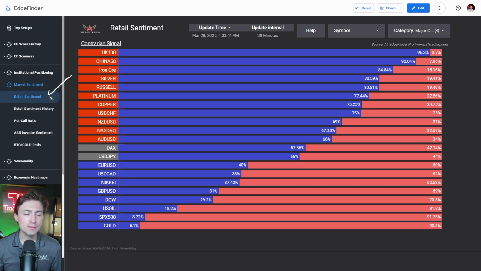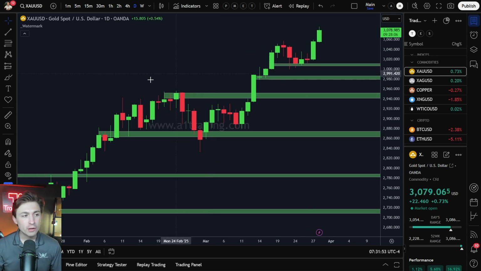The retail sentiment tab allows you to look at a huge list of different things and take a look at the overall positioning that retail traders are accumulating. So if they're super bullish on something or super bearish on something, we take that as a contrarian indicator. Take a look, for example, at US oil, SPX, and the gold market, and you can see that retail traders are super bearish on gold. And go figure, they've been bearish for a while, and yet gold continues to go higher and higher.